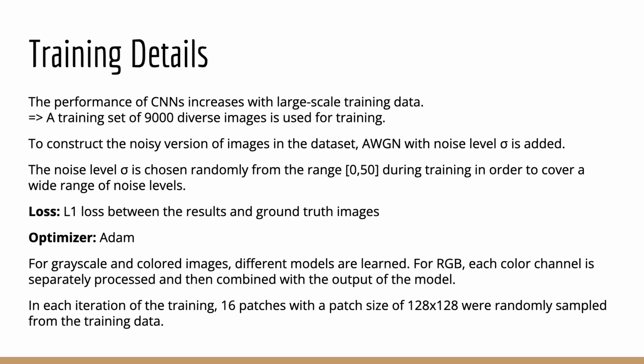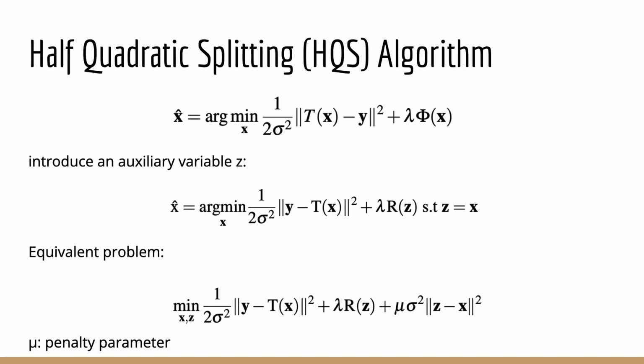And they use L1 loss between the resulting outputs and the ground truth images, and they use an optimizer. For grayscale and colored images, different models are learned. For RGB, each color channel is processed separately and then combined with the output of the model. And in each iteration of the training, 16 patches with a patch size of 128 by 128 were randomly sampled from the training data. And an important detail for this paper is the half quadratic splitting algorithm.